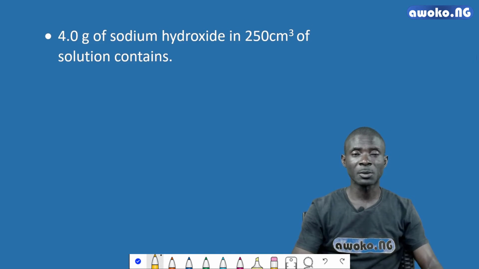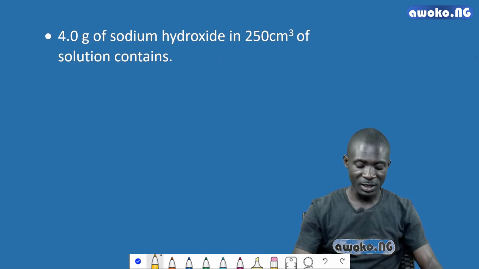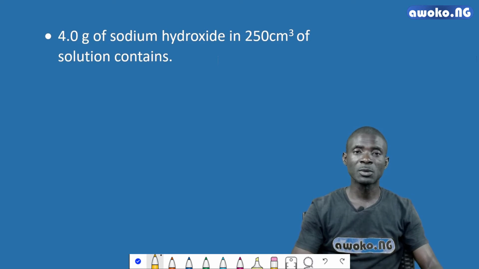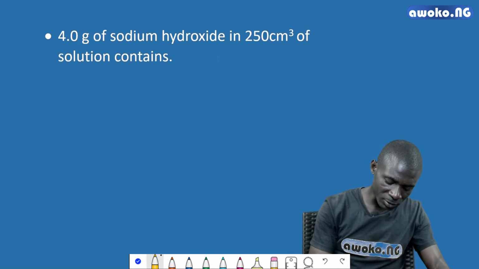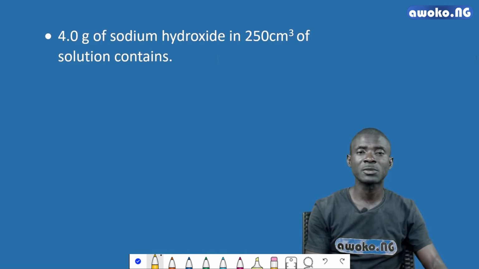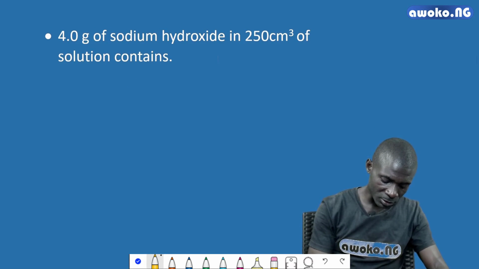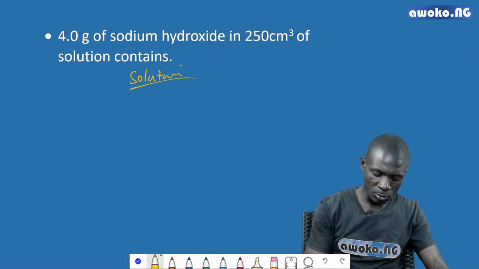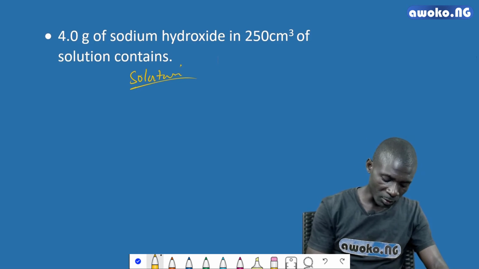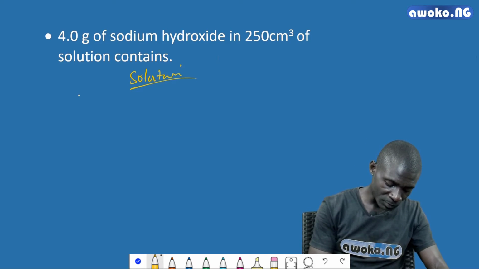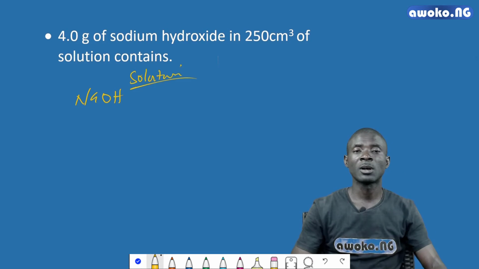So looking at our question here, we have 4.0 gram of sodium hydroxide being dissolved in 250 cm³. Of course, this will not give us a standard solution of the salt. So we are going to look at the molar concentration of the solution. First of all, we look for the molecular formula of sodium hydroxide, which is NaOH.